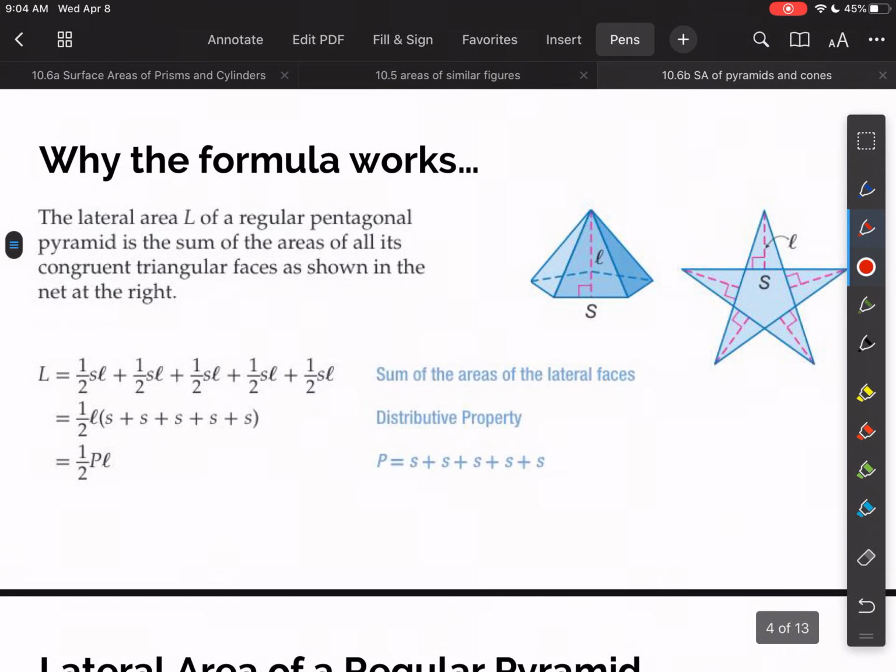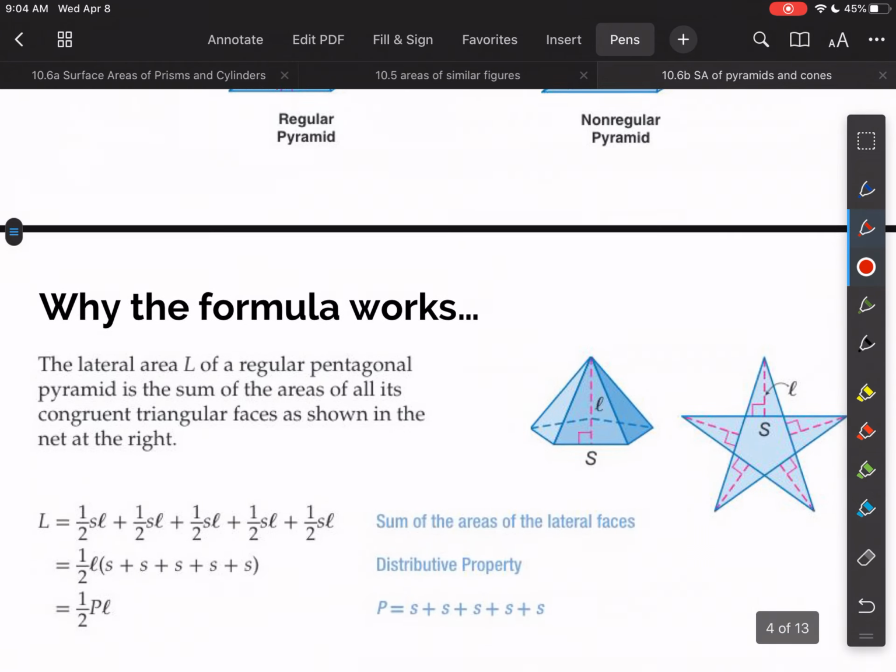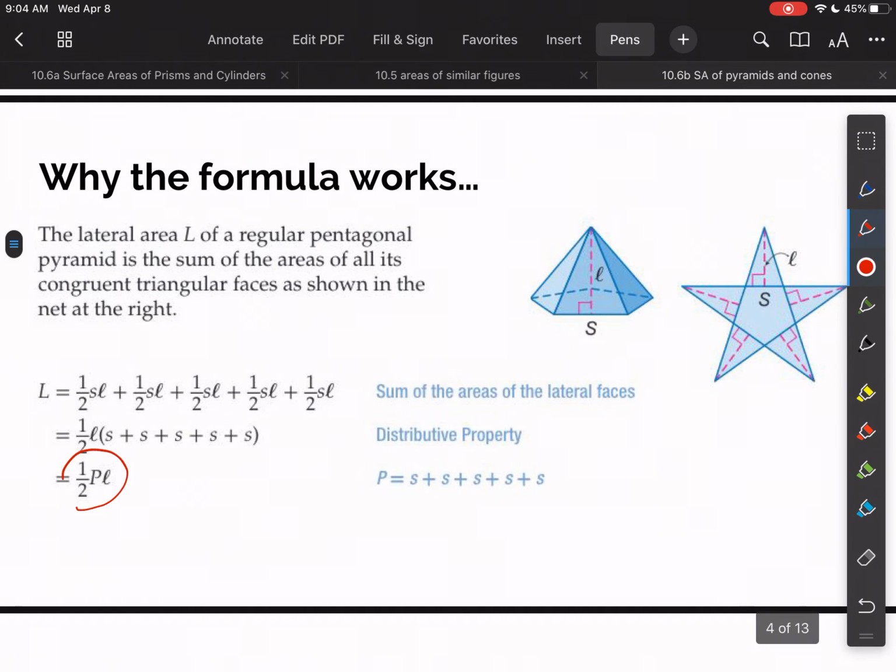Why the formula works? So the formula for one of these pyramids is 1/2 the perimeter times the slant height. This slide here, I'm not going to go into too much, but it shows you why that formula would work. It's essentially just, if you take the perimeter of something, you're calculating all of the bases of the triangles that make up the shape. The perimeter just includes all of the sides, right? So this math here kind of shows you why the formula works.